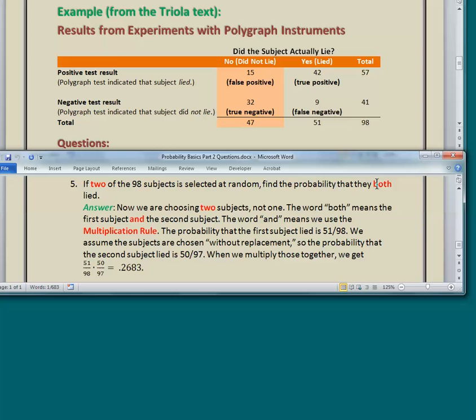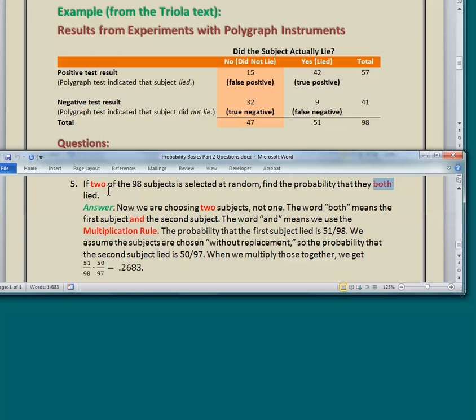But let me point out something. Another way to say this, find the probability that they both lied, is to say find the probability that the first subject lied and the second subject lied. Well, that word "and," if you remember, tells us that we're going to be using the multiplication rule. So even though we don't see the word "and" here, we see a word that means "and." The first one lied and the second one lied. And that's what it says right here. The word "both" means the first subject and the second subject. The word "and" means we use the multiplication rule.